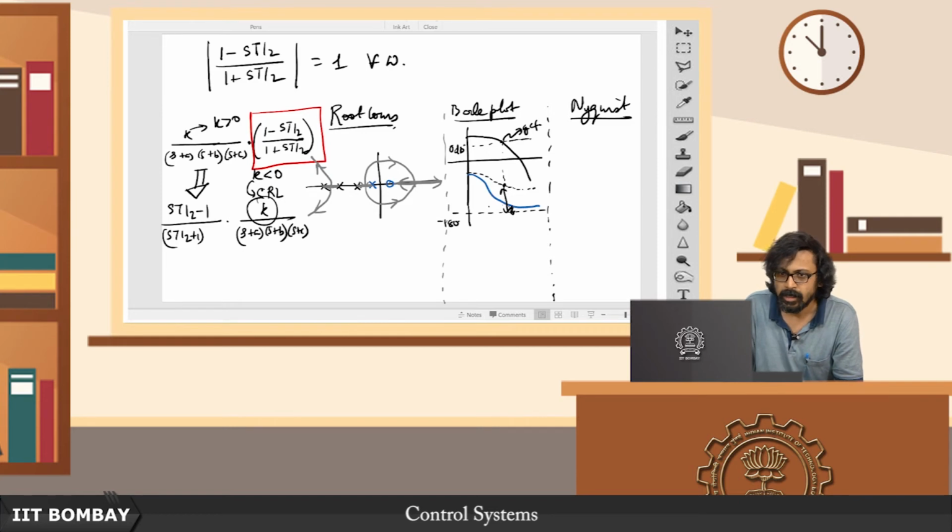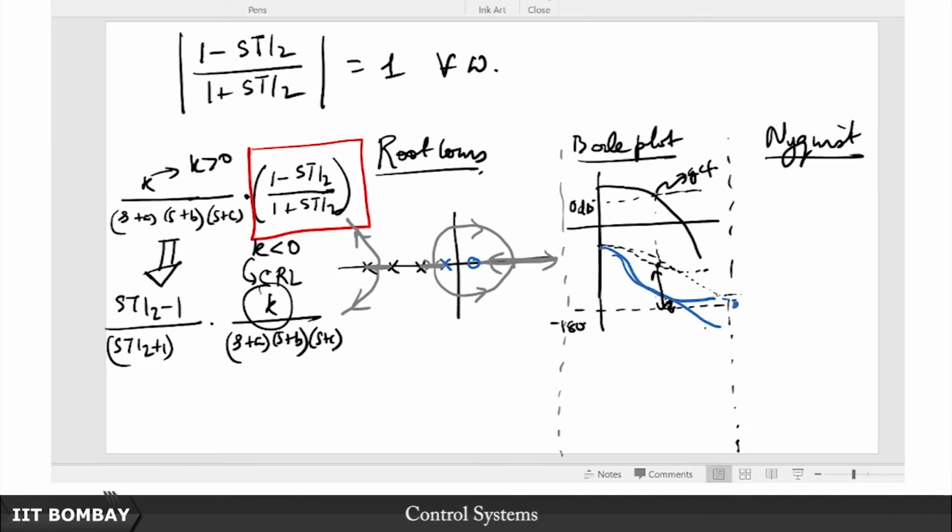Moreover, now you see that my phase crossover frequency is also earlier. Maybe it will not settle down like this, but here it will cross over something like this. So maybe earlier my phase crossover was happening somewhere here, but now my phase crossover happens over here.